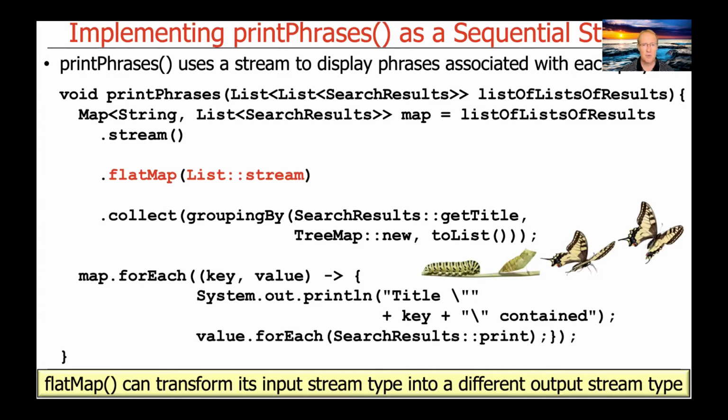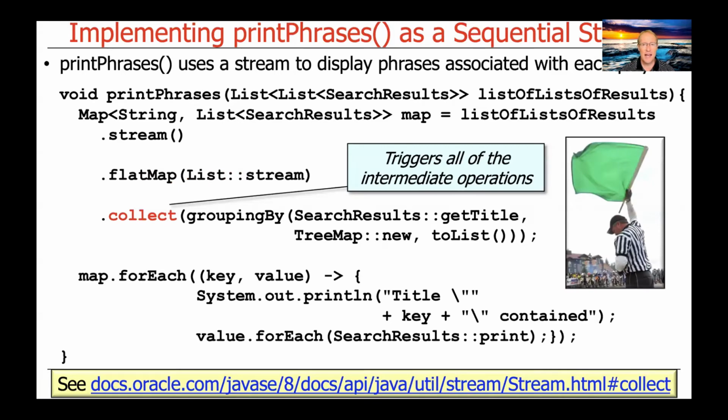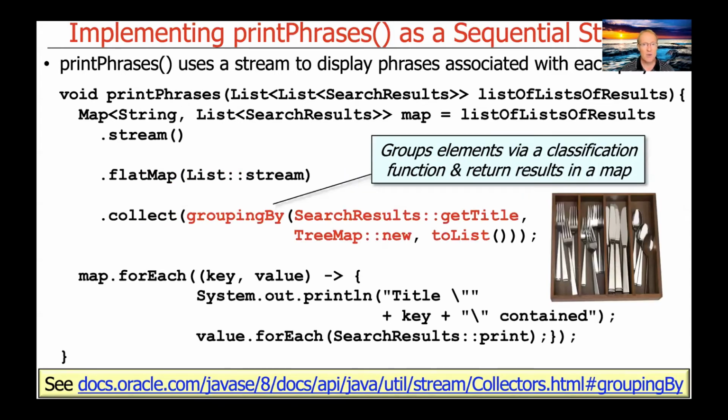So in this particular case, we're taking in a stream of lists of search results, and we get out a stream of search results. So the type is actually being changed there. So that's consistent with our earlier discussion. And now we have collect, which triggers all the intermediate operations. And here in this case, we use a very interesting factory method called grouping by, which we talked about earlier, and now we're going to look at in a bit more detail.